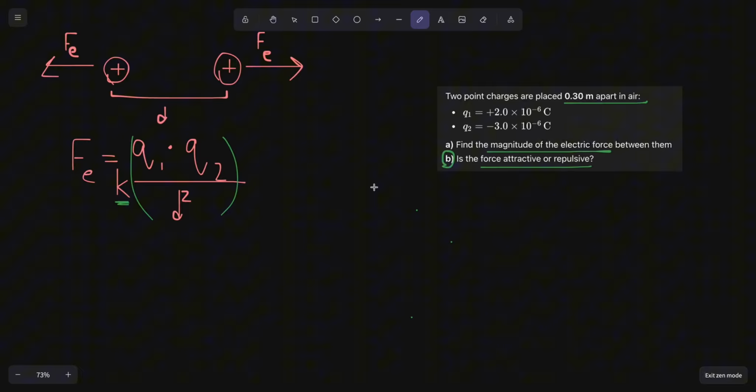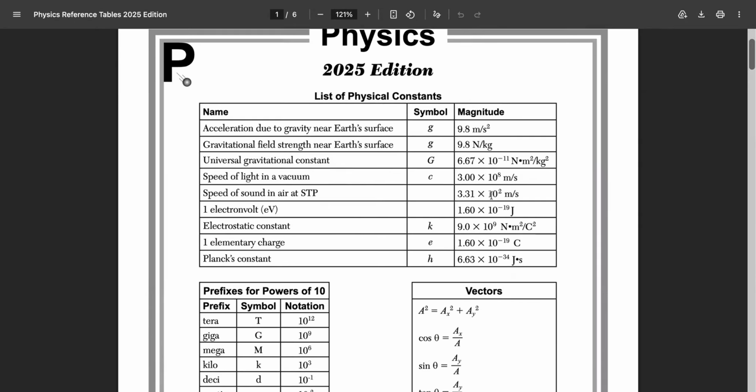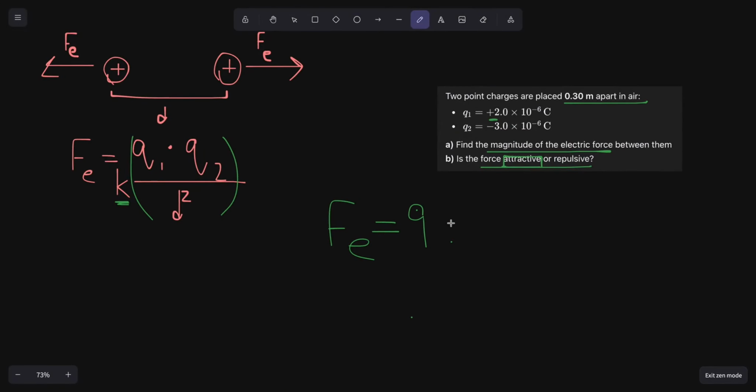We can answer question B first. Think about this conceptually. You have a positive charge and a negative charge. What are they going to do? They attract each other, and so the force is going to be attractive. To find the magnitude of the electric force, it's going to be equal to our Coulomb constant, which, if we scroll back up, is 9 times 10 to the 9 newton meters squared per coulomb squared, times the magnitude of charge 1.